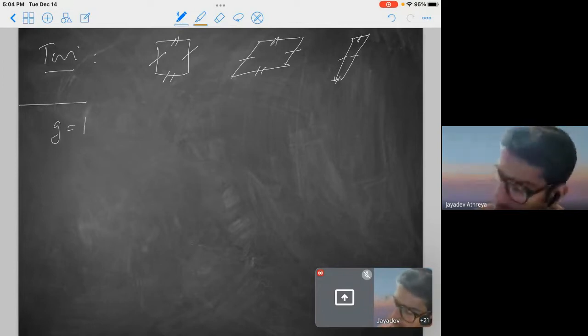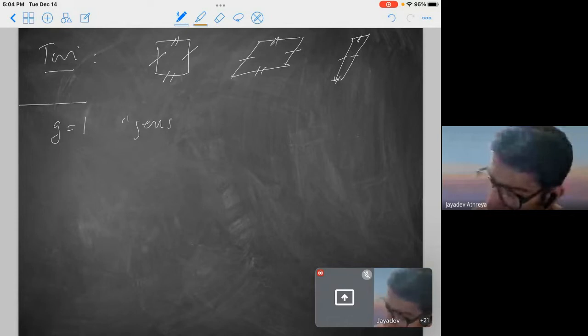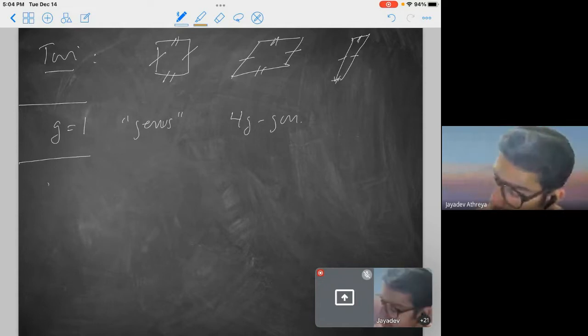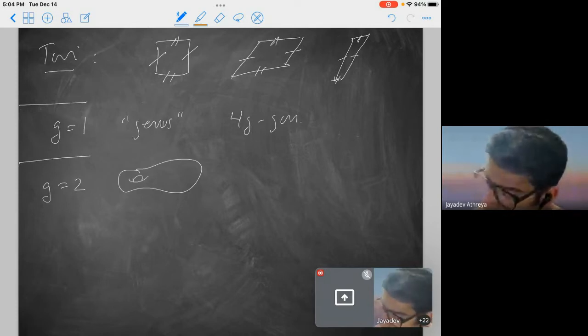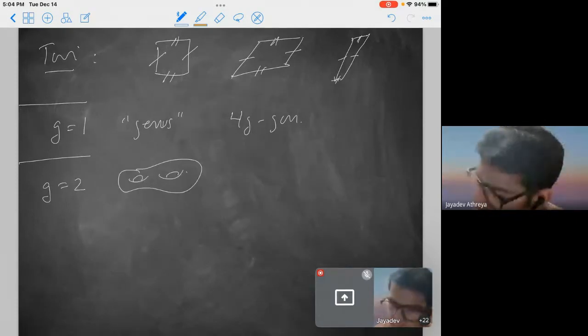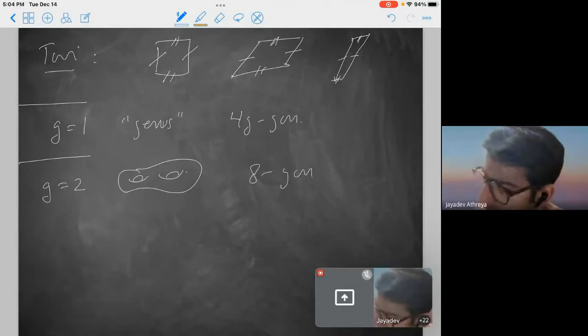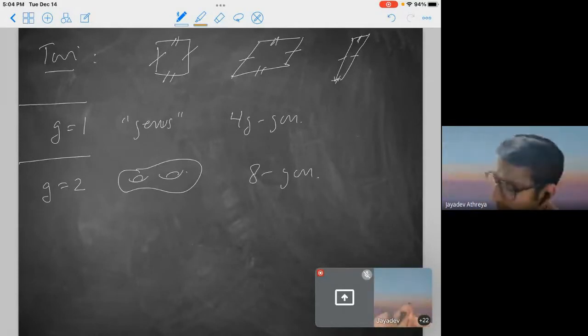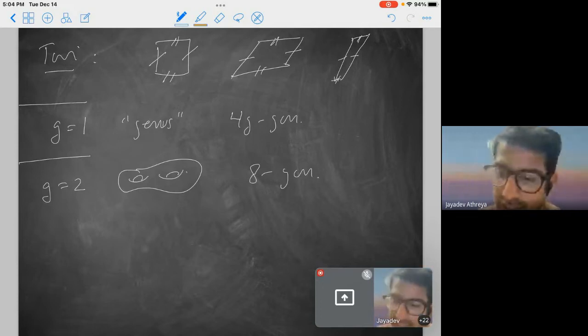This was a genus one surface, genus being the number of holes, and we did it with the 4g-gon, so this is a 4-gon. So maybe we should say g equals 2. We want to look at surfaces that have 2 holes, and we want to associate this to an 8-gon. Can we make a genus 2 surface out of something with 8 sides? And the answer is yes.